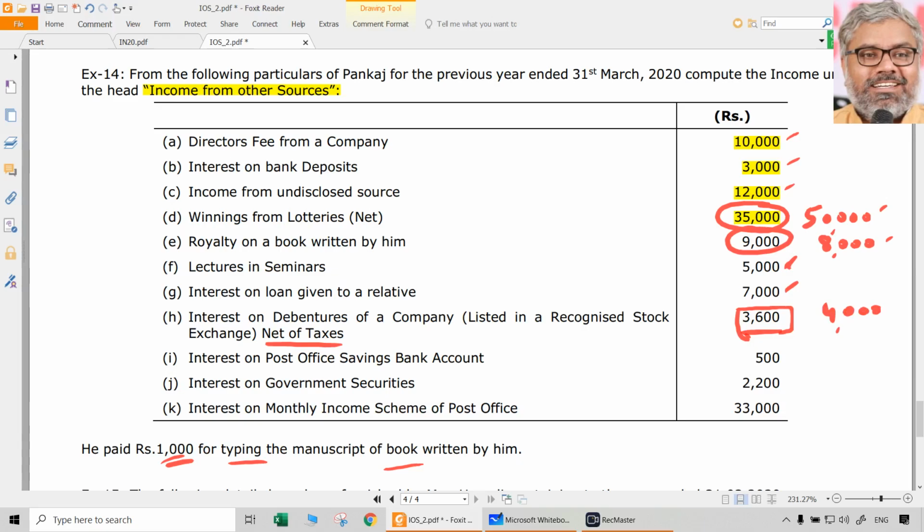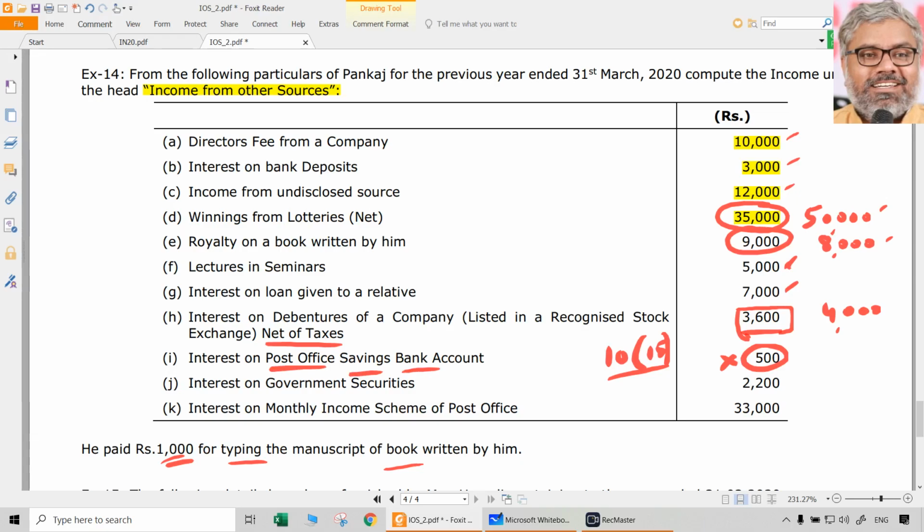Interest on post office savings bank account is exempt from tax up to 3,500 rupees. That is there in Section 10 sub-section 15. So that also is another point to be noted. Up to 3,500 rupees for a single account or 7,000 rupees for a joint account. Post office savings bank account interest is exempt.